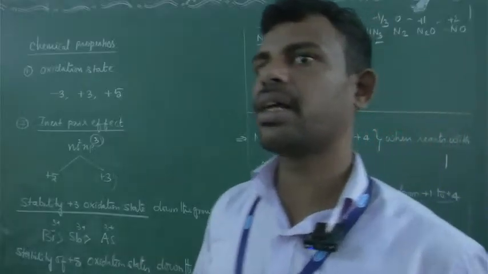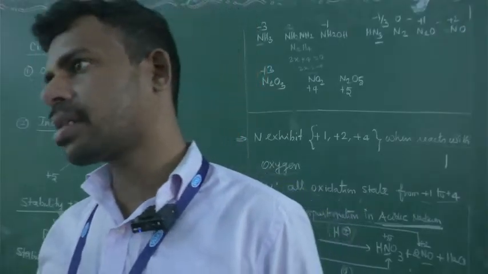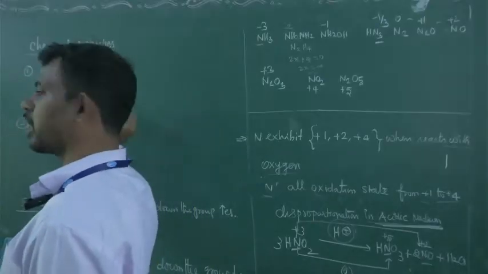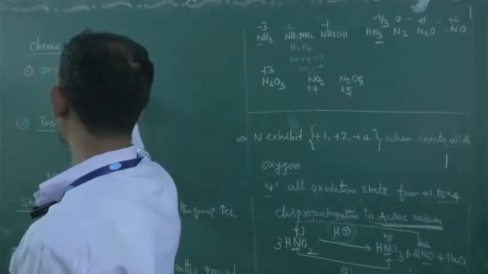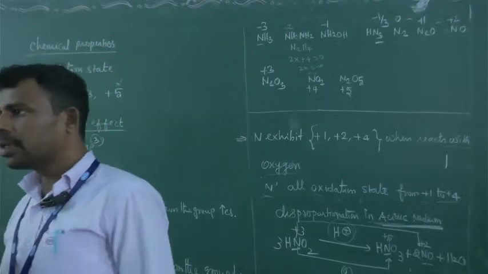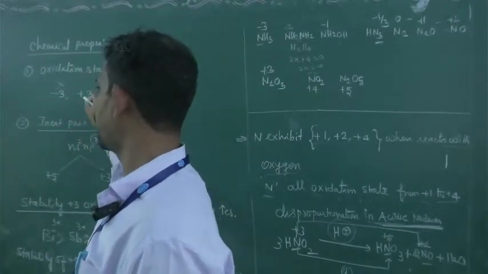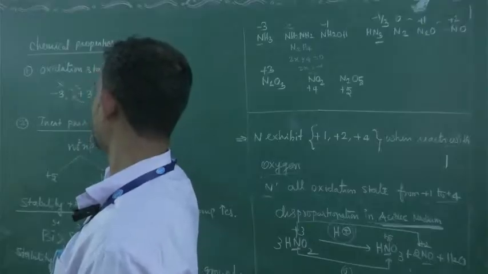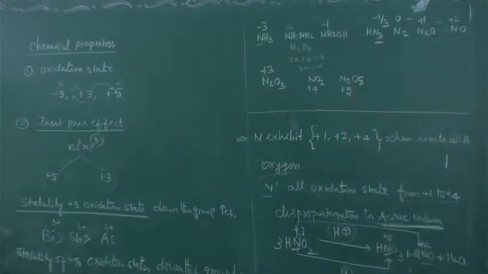Intermediate oxidation state means it is neither the lowest nor the highest oxidation state; it is in between. Is it clear? +3 can go to +2, and again +3 can go to +5. So these are called intermediate oxidation states.